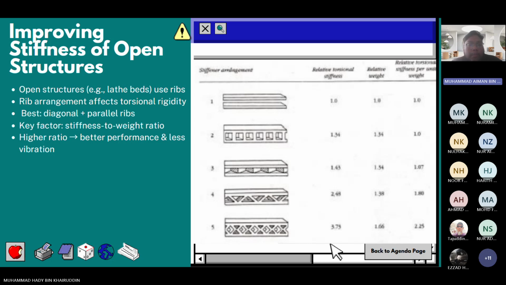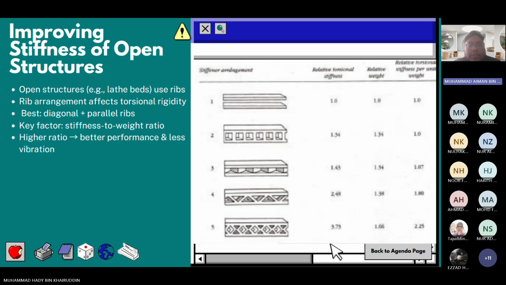So about improving stiffness, we will look at open structures such as the lathe bed. Unlike closed box structures, open structures are less stiff, so we need to improve them using stiffeners or ribs. According to the table, different rib arrangements can affect the stiffness vastly, as you can see in the picture. Only certain arrangements, especially arrangements 4 and 5, will improve the stiffness so much.